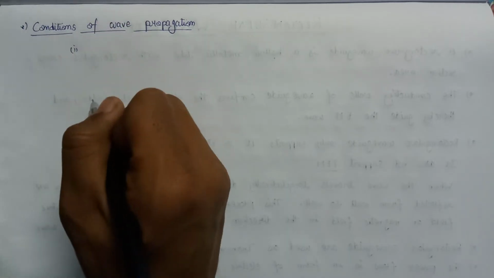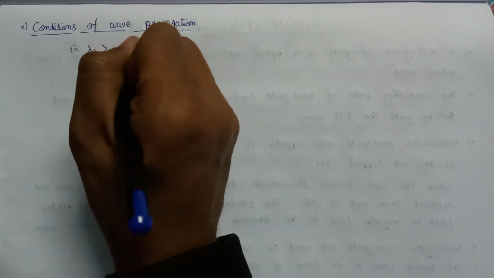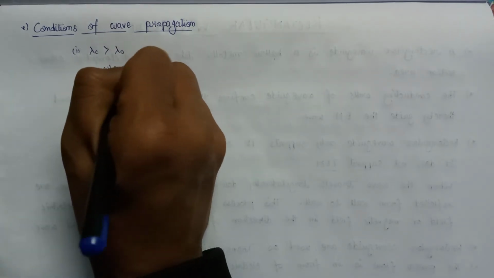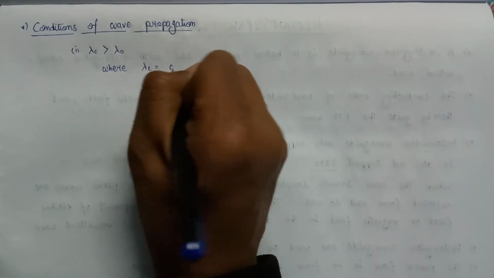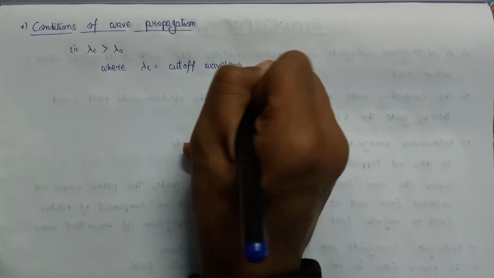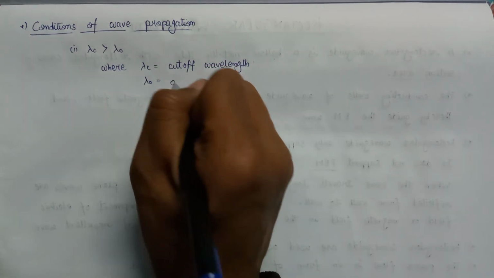Now let us have a look at the conditions for wave propagation in the rectangular waveguide. There are basically two conditions that need to be satisfied for wave propagation in a rectangular waveguide. According to the first condition, the cutoff wavelength, that is lambda c, should always be greater than the operating wavelength, that is lambda naught. Here lambda c is the cutoff wavelength and lambda naught is the operating wavelength.